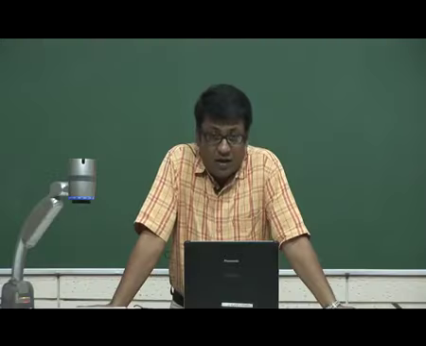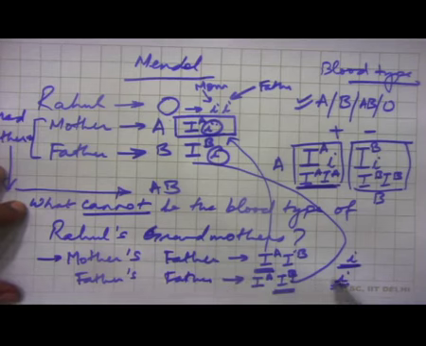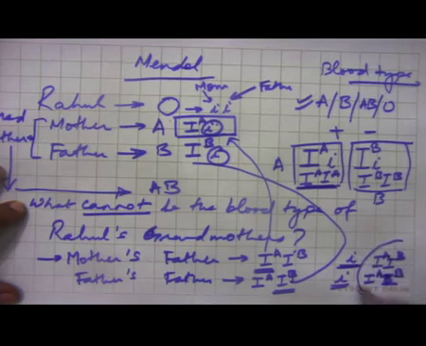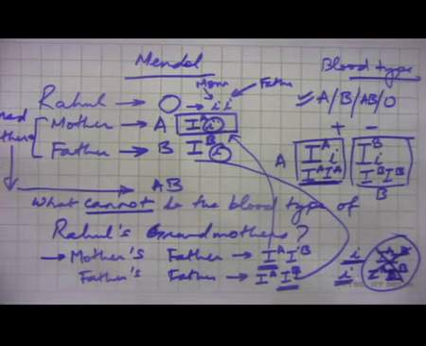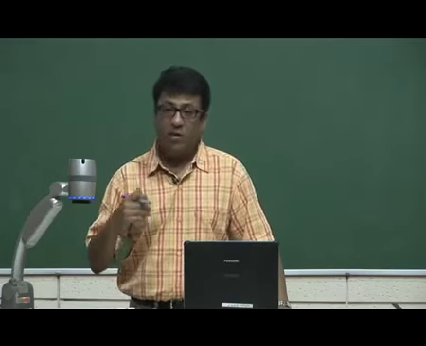Is that right? Therefore, if the grandmothers must have one recessive, what cannot they have as a blood type? Well, where both of them are dominant. That means Rahul's grandmothers cannot have this as their blood type. So, what you can do is definitely rule out whether Rahul's grandmothers were AB or not. You can say with a lot of confidence that they were not the blood group AB.